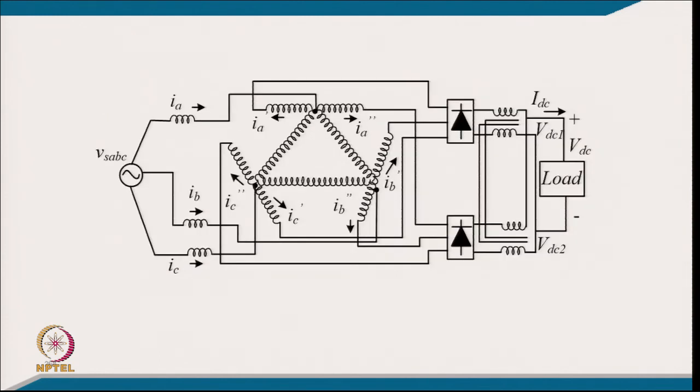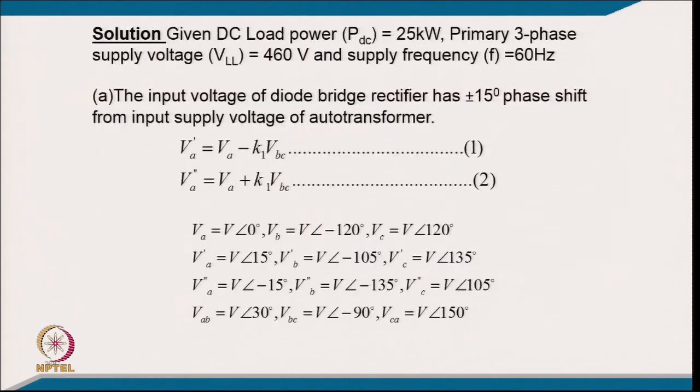And this is another connection for getting a 12 pulse of plus minus 15 degree, which we call extended delta. This is an auto connection, and because of that we have 6 pulse, but we have an interphase transformer so that the circulating current is avoided. So, the power rating is 25 kilowatt with a 3 phase line voltage of 460 volt at 60 hertz.